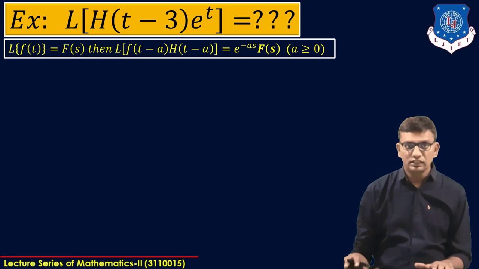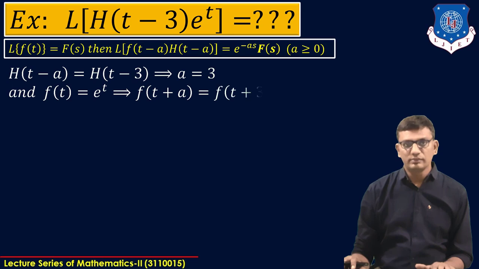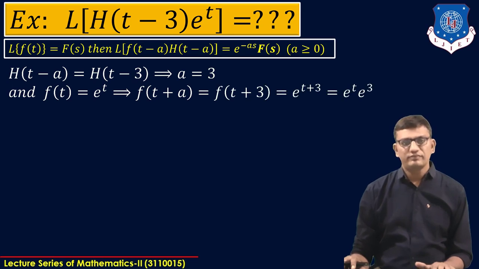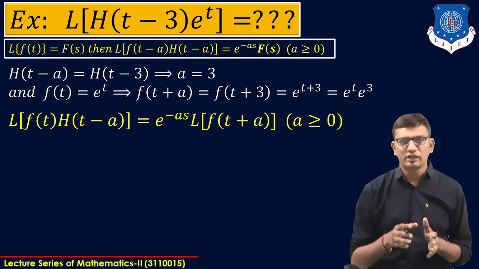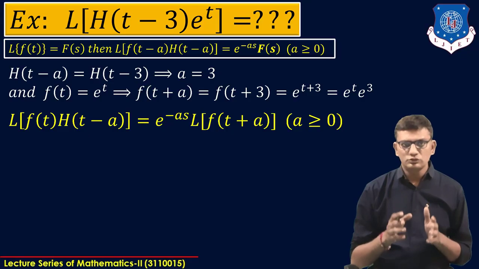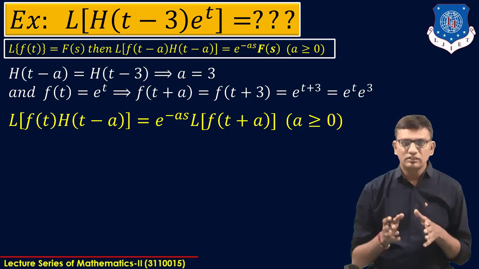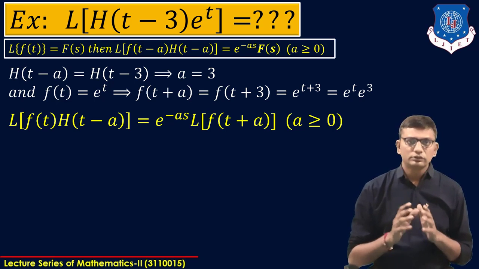First of all, we compare the question with the theorem. Here h of t minus a is h of t minus 3, that implies a equals 3. f of t is e raised to t, so f of t plus a is f of t plus 3, because a equals 3, so it can be rewritten as e raised to t into e cube. Now we apply this formula: Laplace of f of t into Heaviside function of t minus a equals e raised to minus as into Laplace of f of t plus a. Here we have f of t plus a, which is e raised to t into e cube.